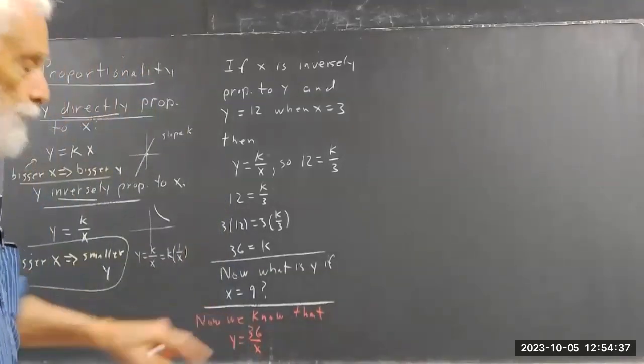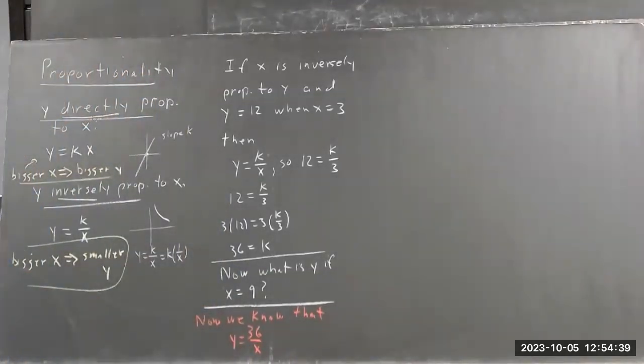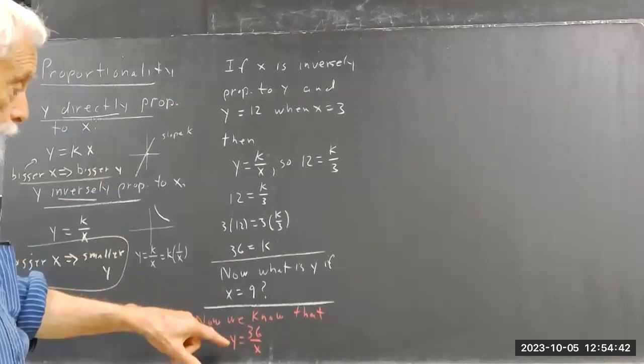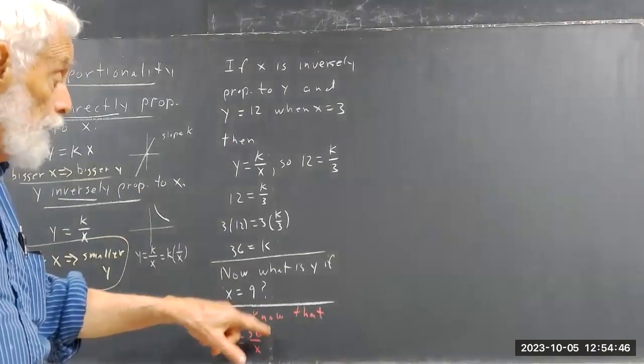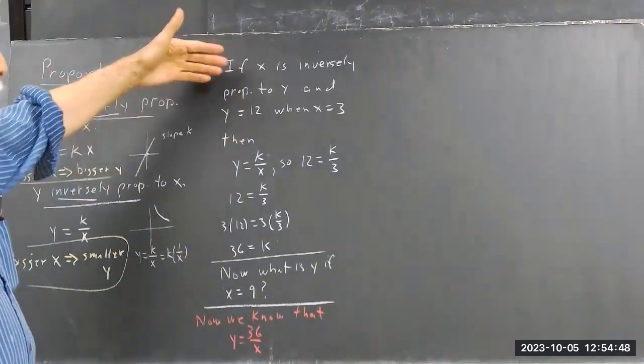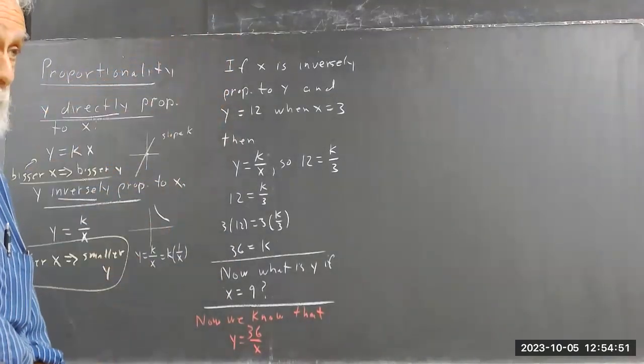Now we know that Y equals 36 over X. Because Y equals K over X, we figured out what K is, and this will be the correct equation anytime we have this particular inverse proportionality. Okay.